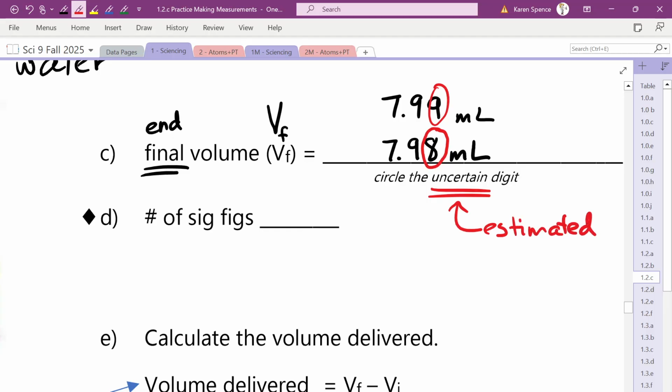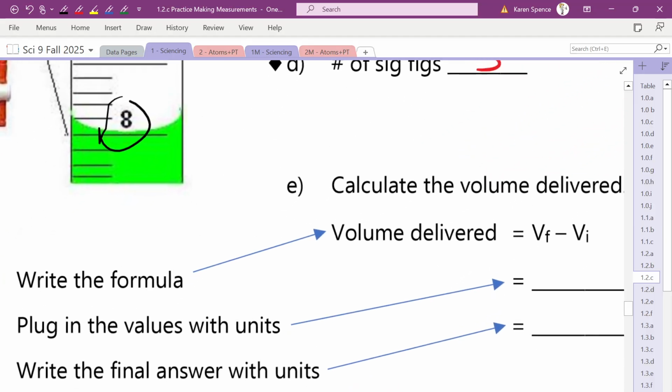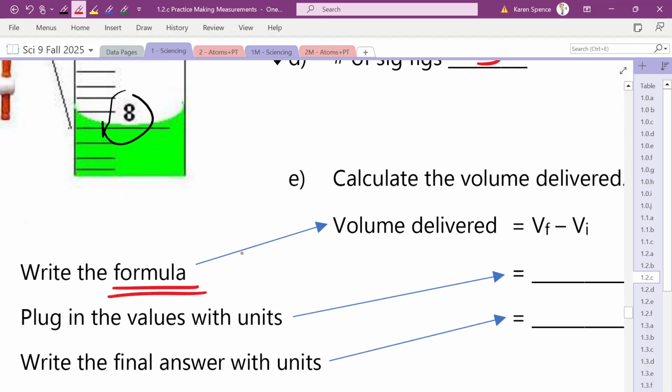How many sig figs? 3 sig figs. Okay. Now, this was the part that we did not do, and this is actually what you're going to do with your burette today. So when you actually get your burette, you're going to do a little activity that essentially replicates this question. Anytime we do a calculation in science, we need to write down the formula for the calculation.